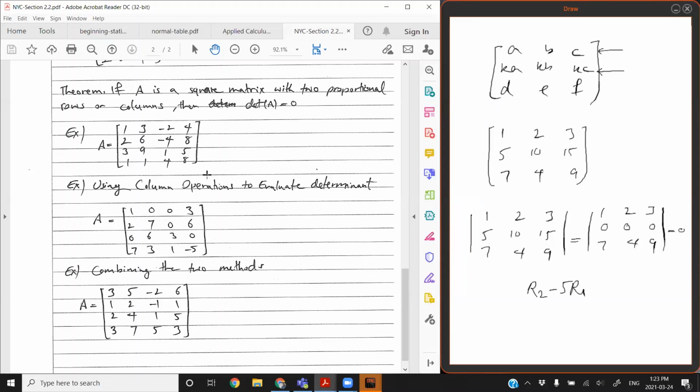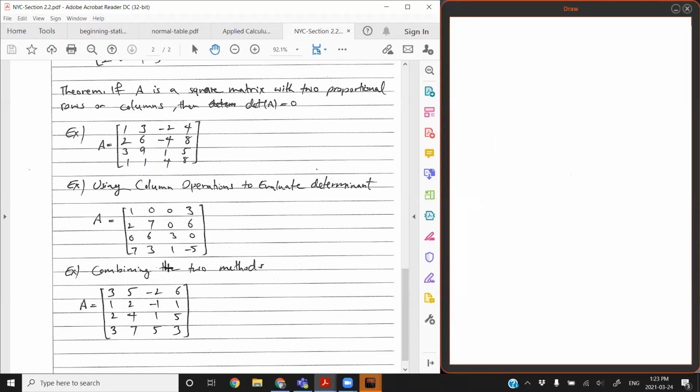Next example, using column operations to evaluate a determinant. This is an example to show you that sometimes it's easier to do column operations rather than row operations. So sometimes it's a smart choice to do column operations. Let me try to explain that.